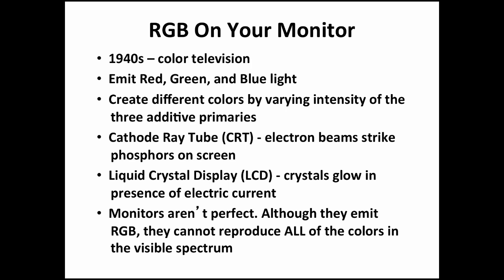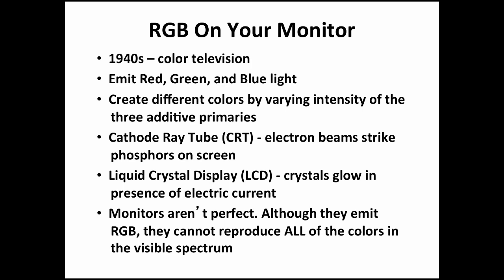More recently, cathode ray tubes have fallen out of favor just because they're so big and heavy, and most televisions and computer monitors now are based on something called a liquid crystal display, or LCD screen. This consists of crystals which glow in the presence of an electric current. So the computer sends electric current to the screen, it stimulates crystals to glow either red, green, or blue, and by varying the amount that the crystals glow, you can vary the amount of red, green, and blue light to create the colors of the visible spectrum.